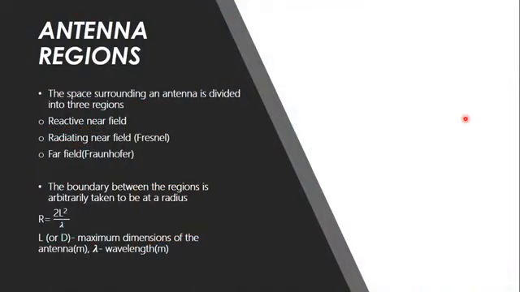Next, let us go to a still more in-depth classification of the regions surrounding an antenna. The near field can still be divided into two types. One is the reactive near field and the other one is the radiating near field. In the reactive near field region, we cannot observe any radiations. It is a region immediately surrounding the antenna where it is highly reactive in nature.